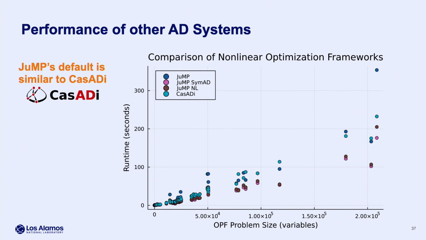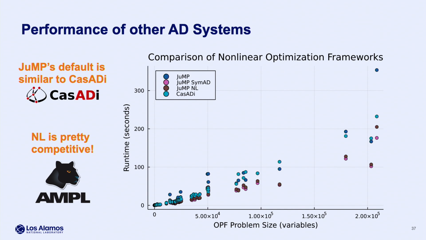The first thing is that JuMP's default and CasADi are very similar. You'll see these two points are kind of close together. So they seem to have very comparable reverse AD systems. CasADi is considered to be a state-of-the-art system, so it's cool that JuMP's original AD was state-of-the-art. But also this NL tool at large power network sizes is actually pretty impressive, like how fast it is. It's very close to the symbolic AD system in terms of its performance on large power networks. So there's something interesting going on in AMPL that we don't understand either.